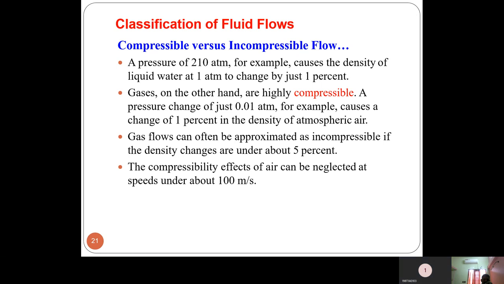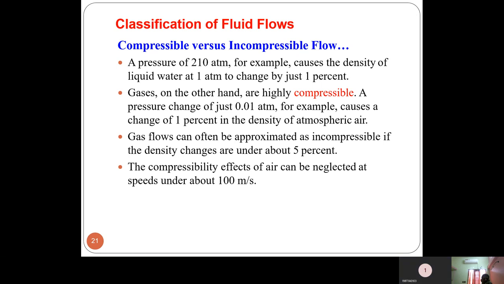On the other hand, gases are highly compressible. Because for a gas, definitely its volume decreases. Volume decreases means density increases, because density is equal to mass by volume. Understand? Okay. Density is not constant. Such types of fluids are called compressible fluids, in which density changes. A gas flow can often be approximated as incompressible if density changes are under about 5%. If the density variation is less than 5%, then gases can also be considered incompressible.